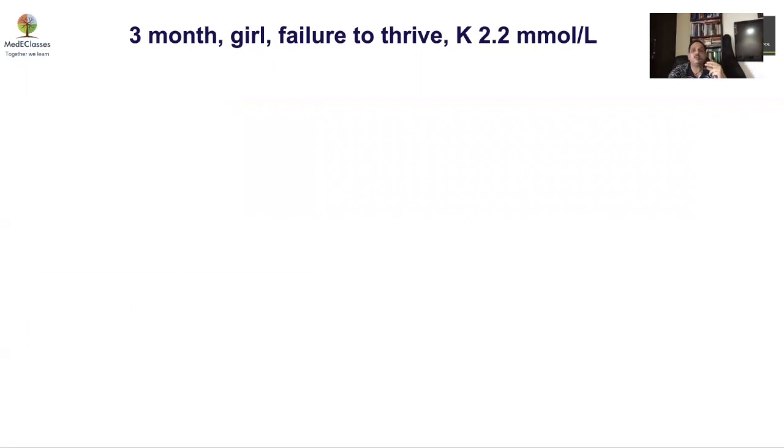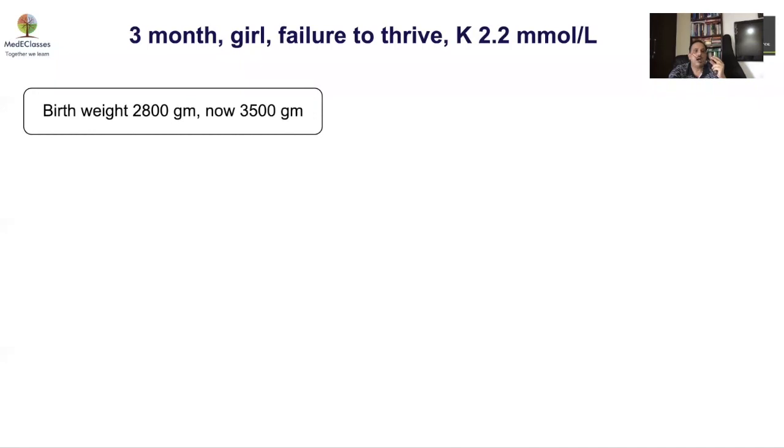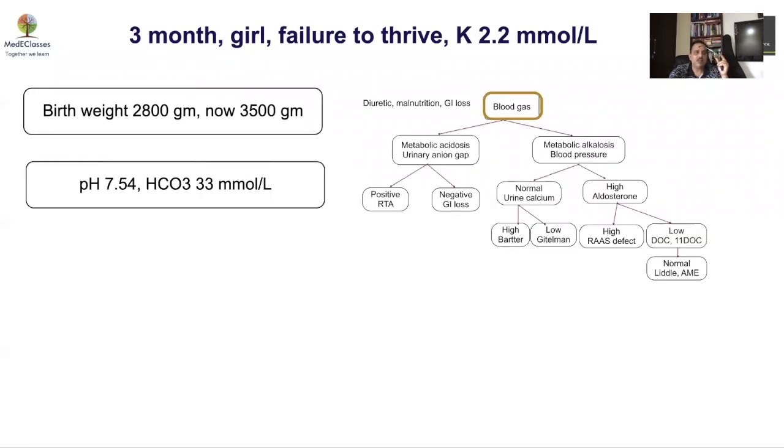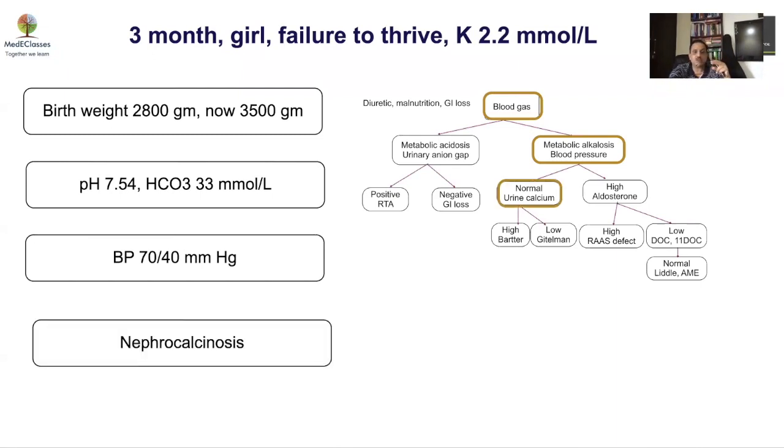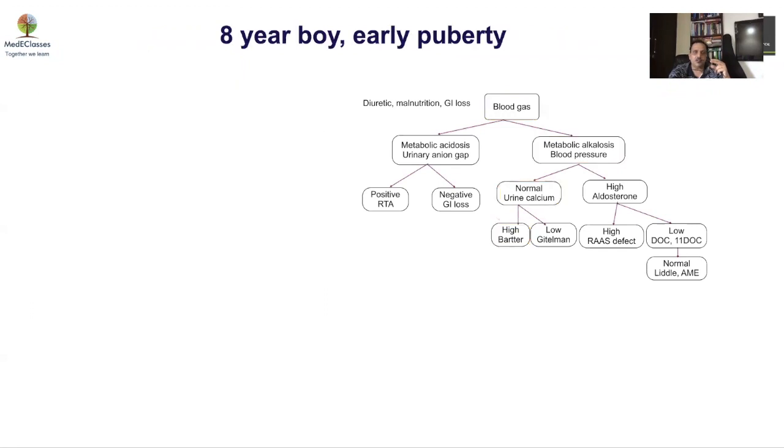A 3-month-old girl, failure to thrive, potassium is very low and not gaining weight. We find that there is metabolic alkalosis. Blood pressure is normal. So you look at urinary calcium, and it's nephrocalcinosis. So this is basically Bartter syndrome. So hypokalemia with alkalosis, normal blood pressure, and nephrocalcinosis, Bartter syndrome.